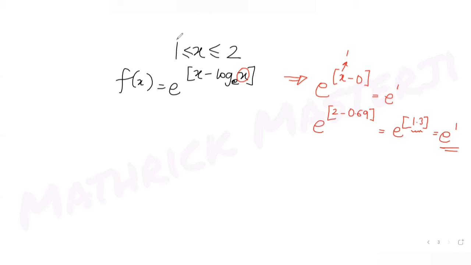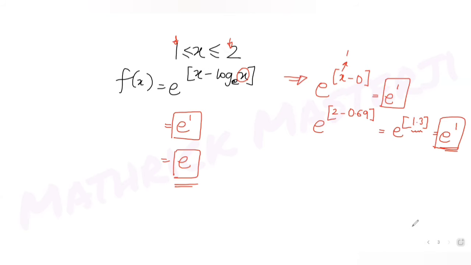So for all the values of x from 1 till 2, we understand that it's always going to be e raised to 1. So your greatest integer function becomes e here, or e raised to 1. So I have both of my functions f of x. One was e raised to x square and the other I got as e.